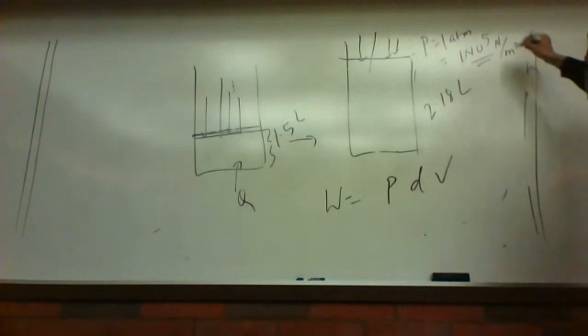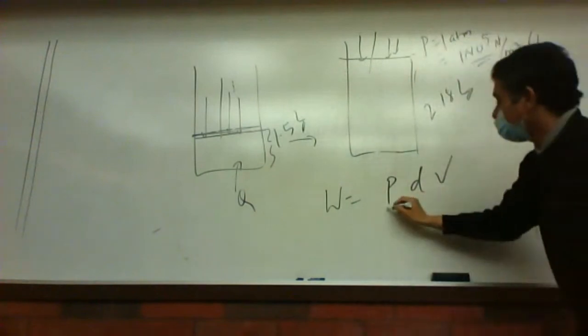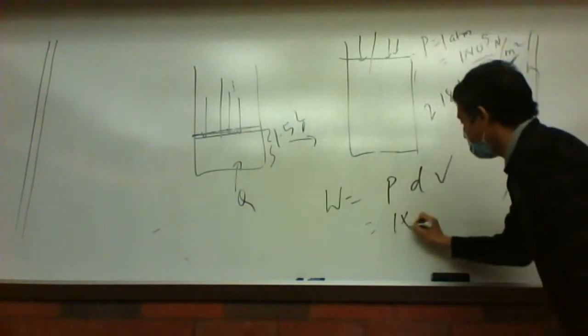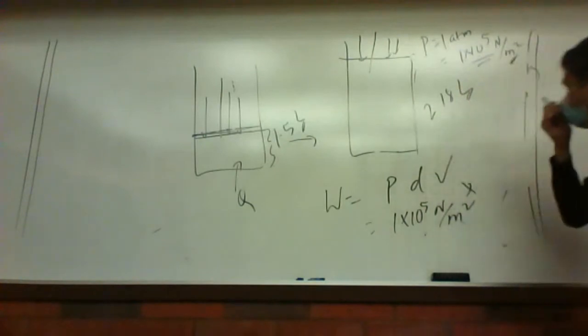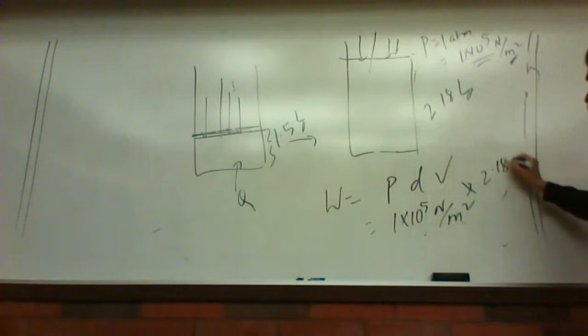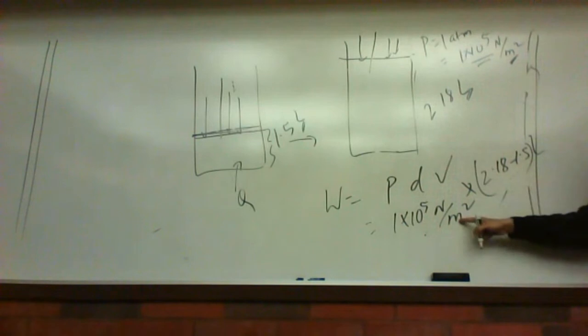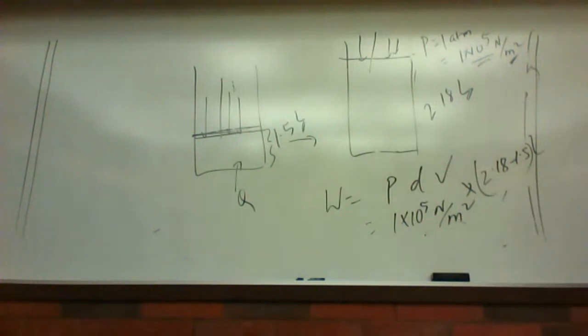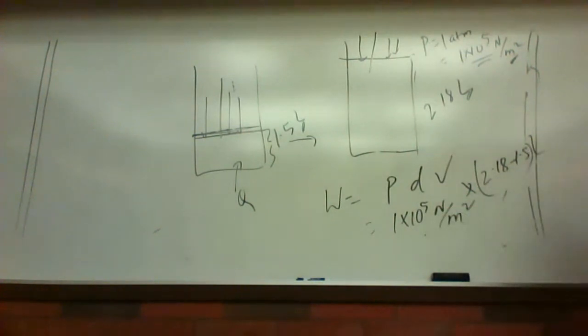The pressure is in Newton per meter square, but the volume is in liters. So put that number here, 1 times 10 to the power 5 Newton per meter square. Now dV is 2.18 minus 1.5, but this is in liters and the pressure is in meters, so the liters should be converted to cubic meters. There is a conversion factor: 1 cubic meter equals 1000 liters. So convert this liter into cubic meter and just multiply, and you get the answer. Make sense?